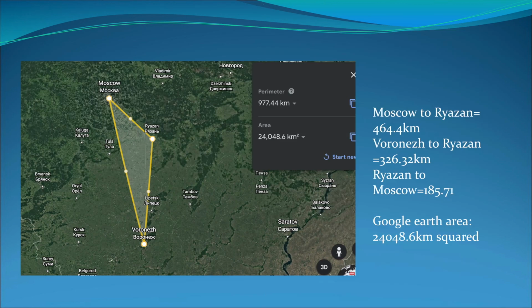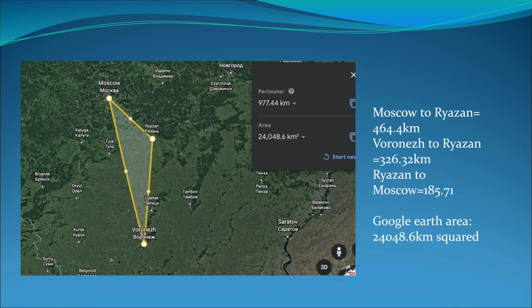My three selected locations were Moscow, Ryazan and Voronezh in Russia. The distance from Moscow to Ryazan is 464.4 kilometers. Voronezh to Ryazan is 326.23 kilometers. Ryazan to Moscow is 185.71 kilometers. All three of those add up to the perimeter that is found on the Google Earth screenshot.